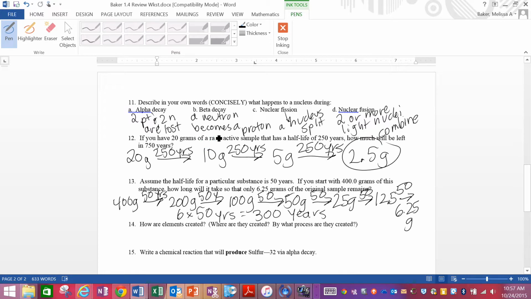14. How are elements created? Where are they created? Well, they're created in the stars. Cooler stars produce small elements. Supernovas create the largest, the heaviest. By what process are they created? They're created by nuclear fusion. That's what's happening in the stars.